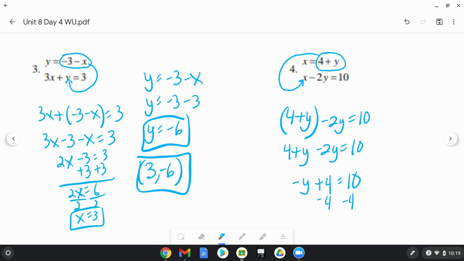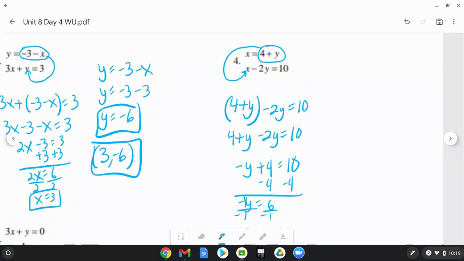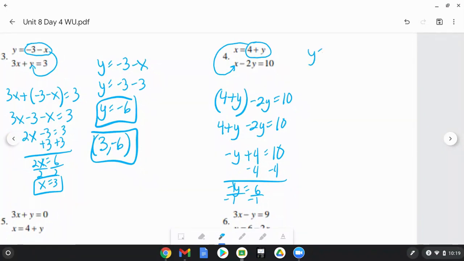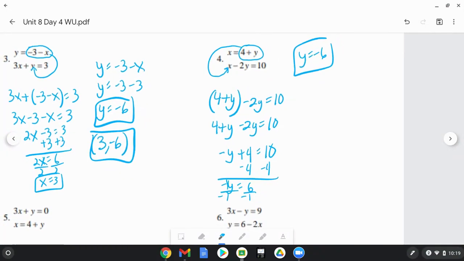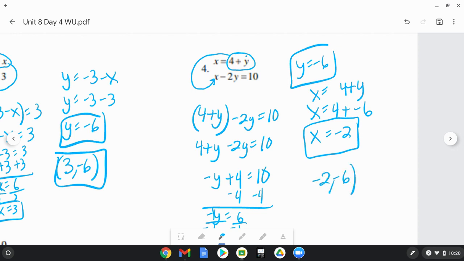And then I subtract 4 over, and I get negative y equals 6. I can't have a negative 1 in front, so I divide by negative 1. And in the end, I get y equals negative 6. So that's half my battle. And then on the bottom, I have x equals 4 plus negative 6. If I plug it into the top here, I plugged it into what I circled. And then that would be negative 2. So now we have negative 2 comma negative 6 is my answer.